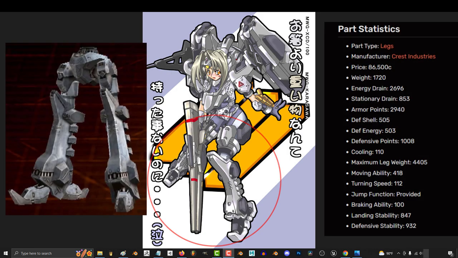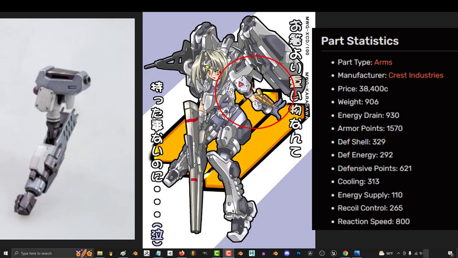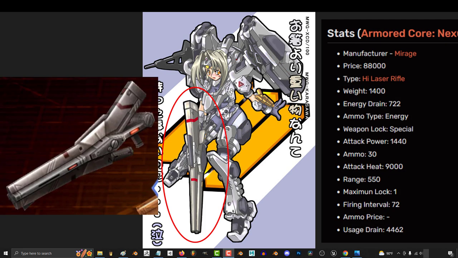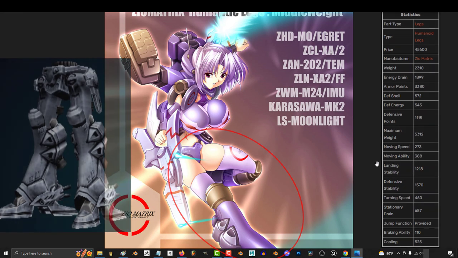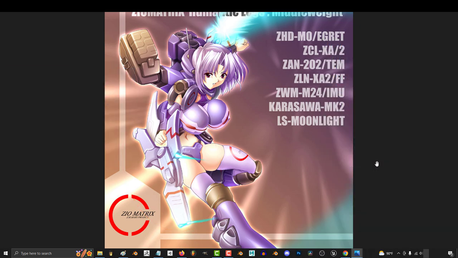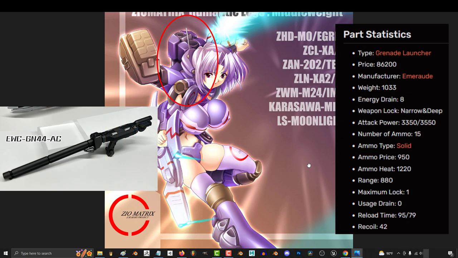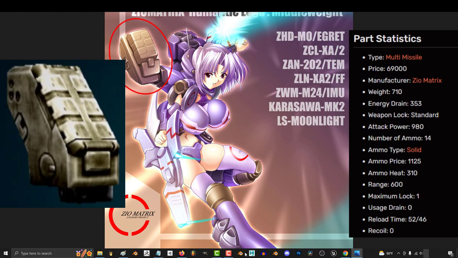Those are the LH-84L2 legs. These are the A92XS arms. That gun is the MWG Karasawa. And those things on her shoulders are Crow stealth extensions. These are the XA2FF legs, Karasawa MK2 laser rifle, Moonlight laser blade, GN44 grenade launcher, and the Emu multi-missile launcher.